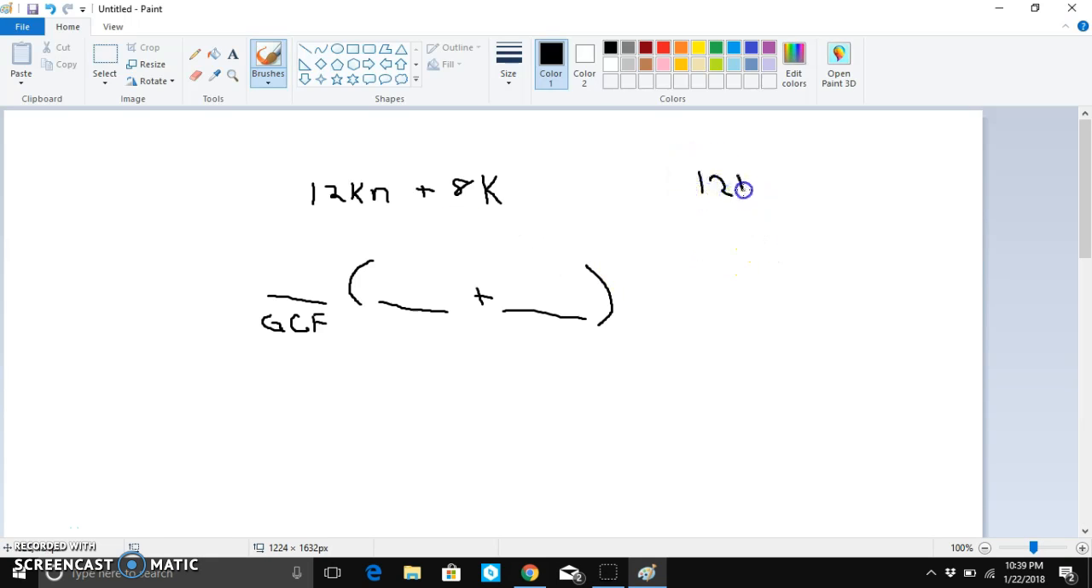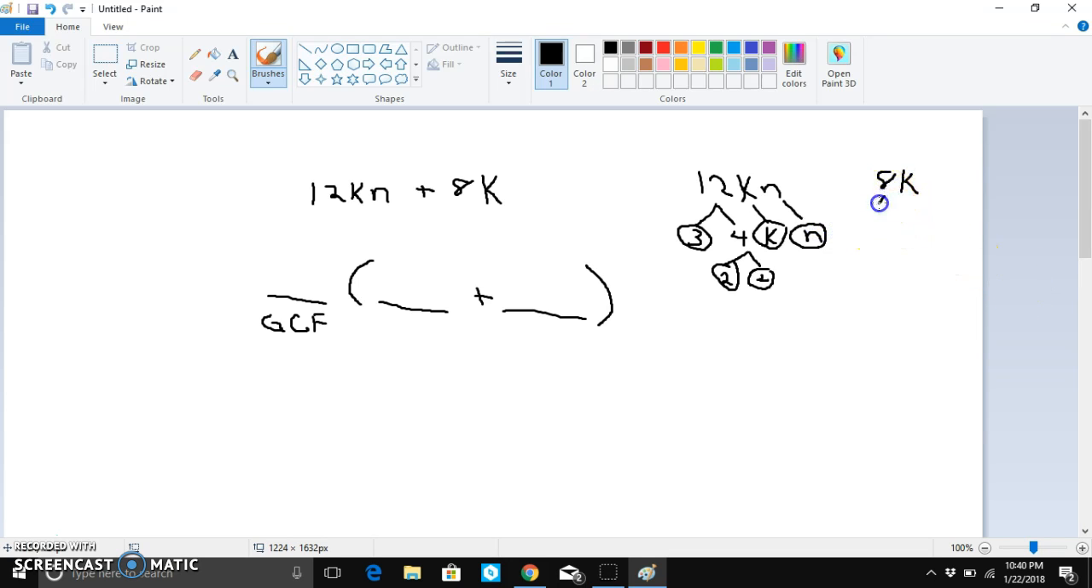So we have 12kn and 8k. Okay, so if I do a factor tree for 12kn, I have 3 times 4, which is 12. Circle the 3, it's prime. And then factor out the 4 into 2 times 2. And my 2's are prime. Okay, k is just k. There's no exponent, so for k we just bring down a k, circling. And there's no exponent on n either, so you just bring it down and circle it.